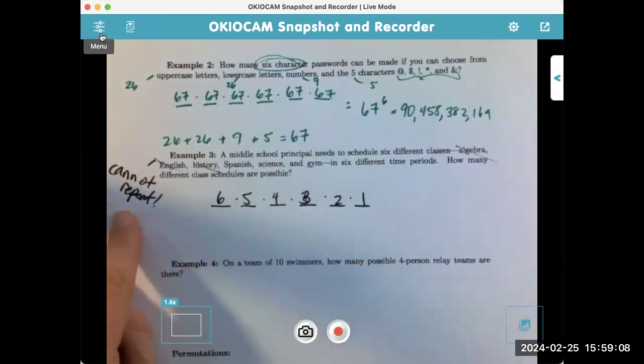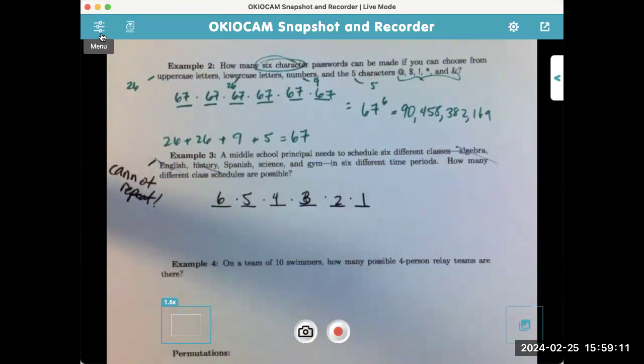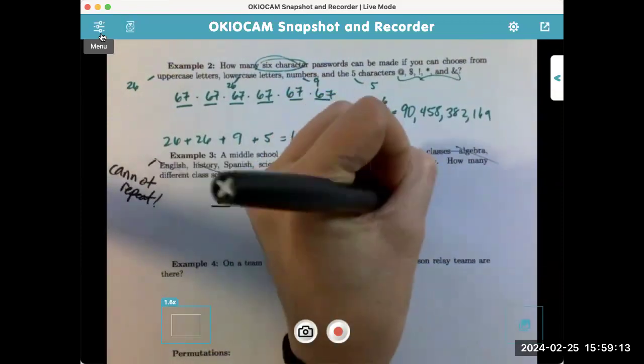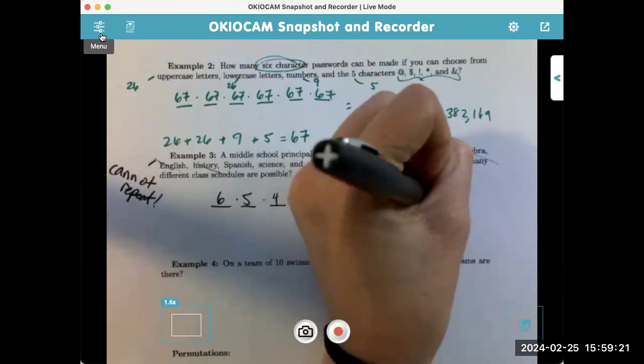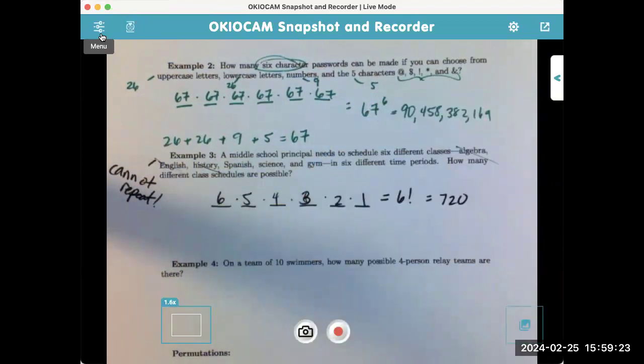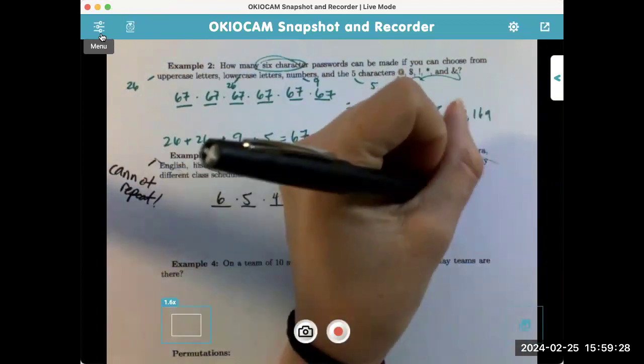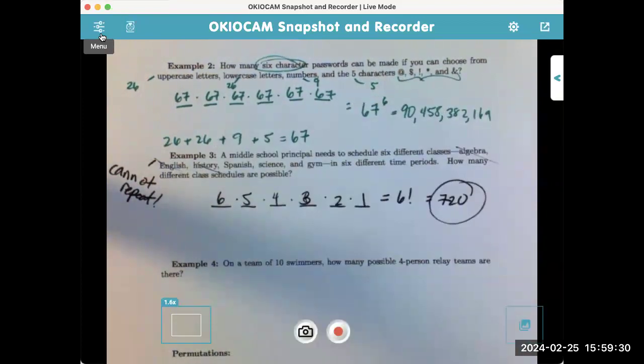So here, because you cannot have repeats, you're going down by 1, or this is thought of as 6 factorial. Right? Isn't that cool? So 6 factorial, which is 720, because that's what 120 times 6 is. So there are 720 different class schedules. So one student can have 720 different versions of their class schedule.